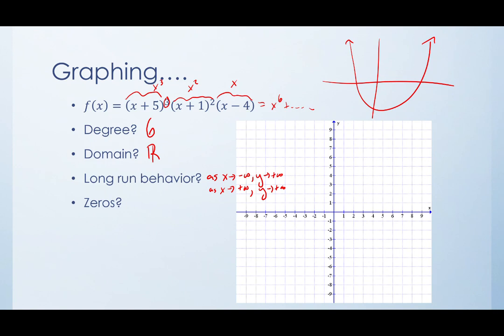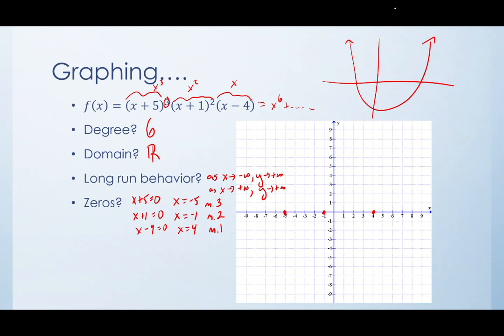Now, thankfully, again, since this is in factored form, we know our zeros, right? We can say, okay, x plus 5 is going to give us a 0 of x equals negative 5, multiplicity 3. Then we've got x plus 1. So that's going to give us a 0 of negative 1 with a multiplicity of 2. And then we've got x minus 4. So that gives us a 0 of x equals 4, and that has plain old multiplicity of 1. So we've got negative 5, we've got negative 1, we've got 4.